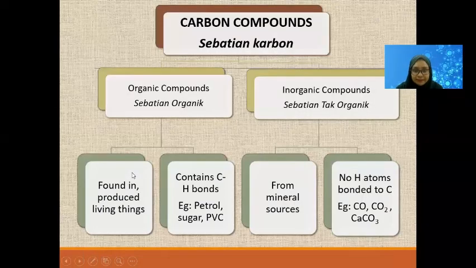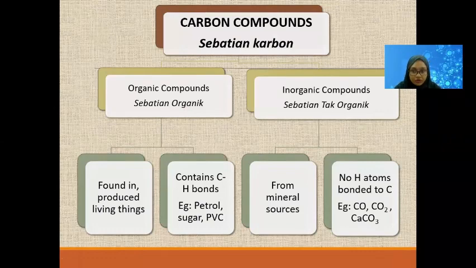What is a carbon compound? We can divide carbon compounds into two types: organic compounds and inorganic compounds. So how do we differentiate them? Organic compounds are compounds that we can find in living things. In other words, they originate from living things, for example plants, animals, and even humans. They contain carbon and hydrogen bonds, for example petrol, sugar, some types of polymers, and so much more.